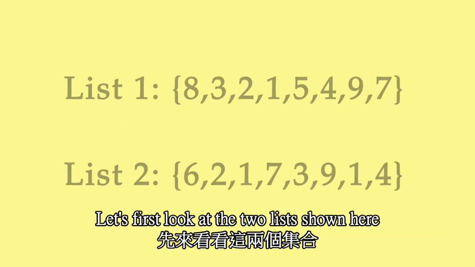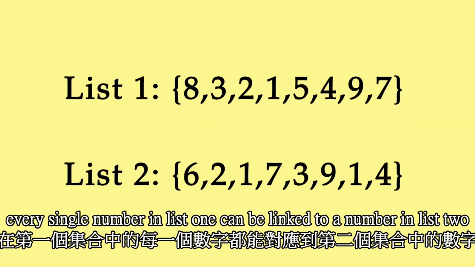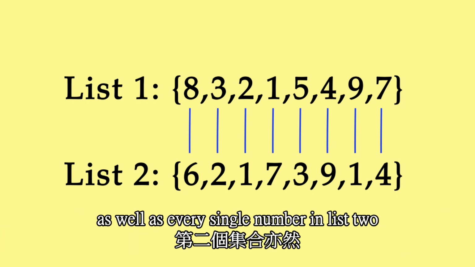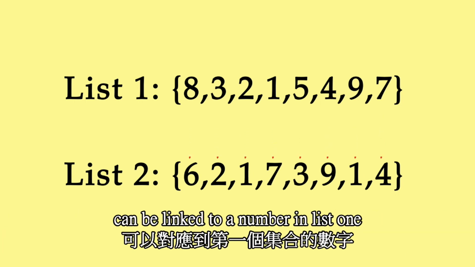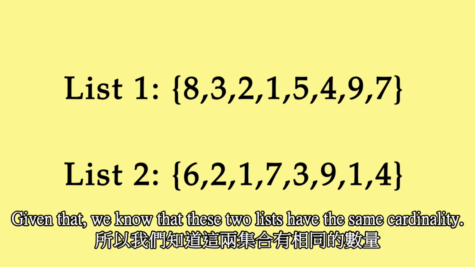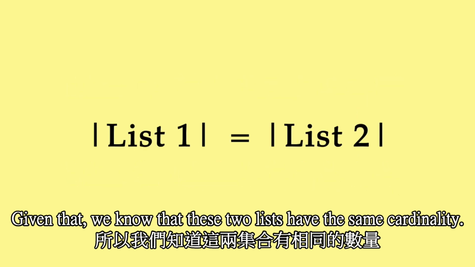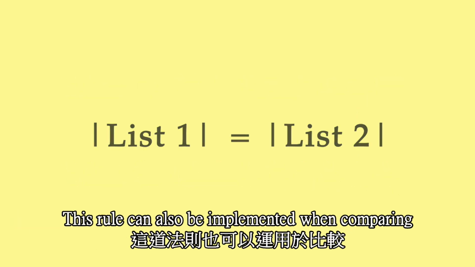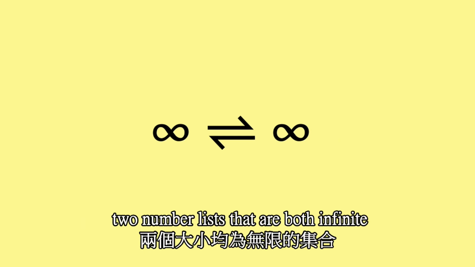Let's first look at the 2 lists shown here. Every single number in list 1 can be linked to a number in list 2, as well as every single number in list 2 can be linked to a number in list 1. Given that, we know that these 2 lists have the same cardinality. This rule can also be implemented when comparing 2 number lists that are both infinite.